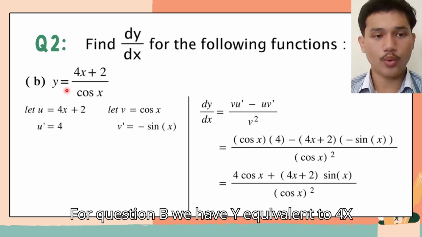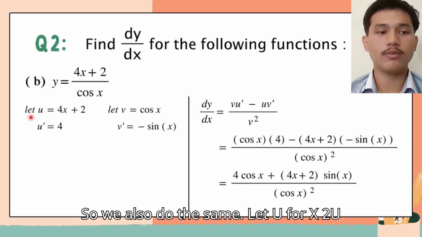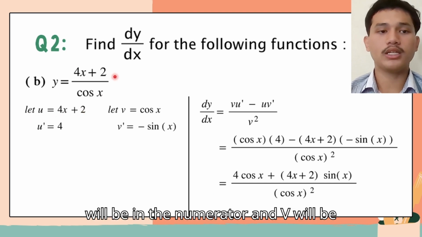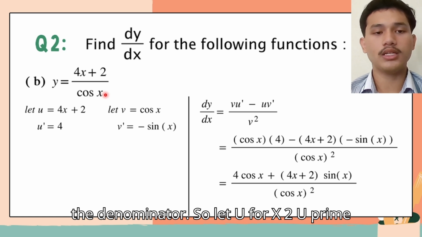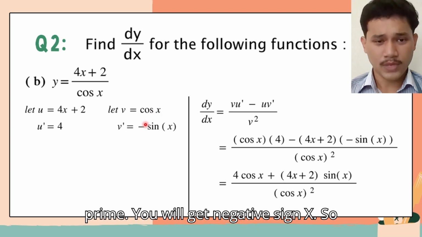For question B, we have y equals 4x plus 2 over cos x. This is a quotient rule, so we do the same. Let u be 4x plus 2. U will be in the numerator and v will be the denominator. So let u be 4x plus 2, u prime will be 4. Let v equal cos x. V prime, you will get negative sin x.